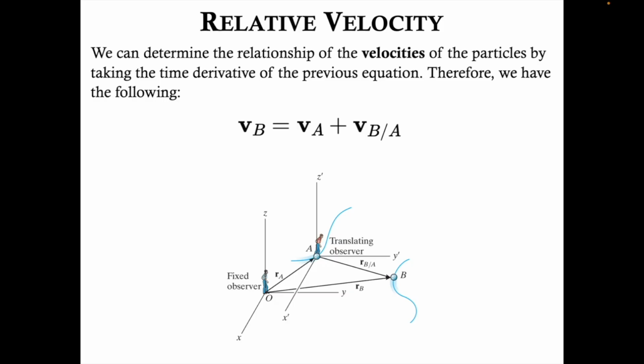We can determine the relationship of the velocities of the particles by taking the time derivative of the previous equation. Therefore, we have velocity vector v sub B equals velocity vector v sub A plus the relative velocity vector v sub BA. Although here we're not showing any velocity vectors, the same general idea applies. So v sub B equals v sub A plus v sub BA. These two represent absolute velocities, meaning what the velocity would appear to be from a person at point O of the fixed reference frame. V sub BA is the relative velocity vector of B with respect to A, and that represents what the velocity of particle B would appear to be from particle A, the translating observer here.